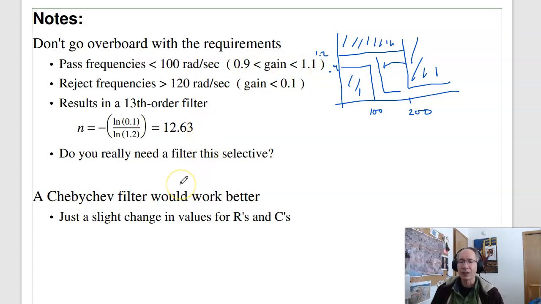Another note is we used a Butterworth filter. A Chebyshev filter would actually work better. It's just a slight perturbation. It's a little bit harder to determine the Chebyshev filter, but if you have a table like yesterday's lecture notes, they're not that bad to come up with. And the implementation isn't any harder than the implementation of a Butterworth filter.